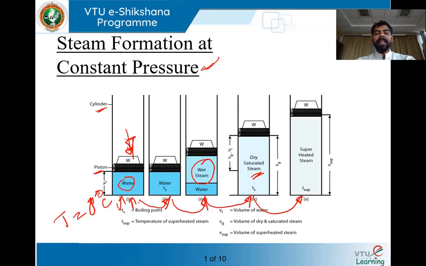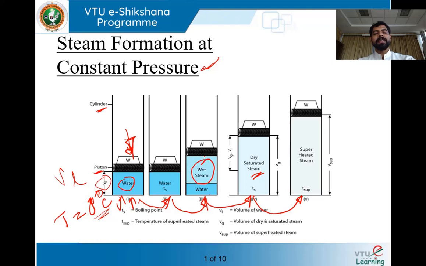See, as we add heat to the water, what happens? Initially, when the water is at 0 degree centigrade, the density of water will be high. As it starts absorbing heat, what happens? As the temperature increases, density decreases. As the density decreases, the volume has to increase. That you can observe here. Initially, the volume of the water was VL. You can observe, as we move from water state to wet state, the volume has increased. Why? Because the density has decreased, due to which the volume increases.